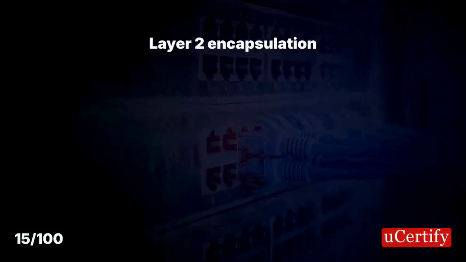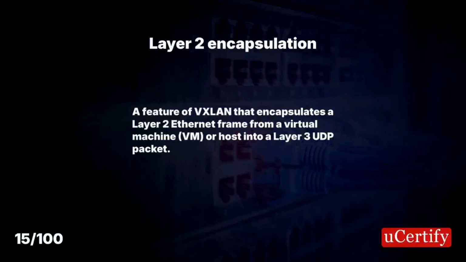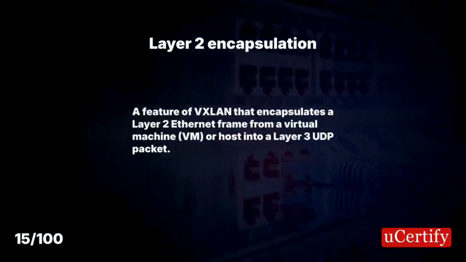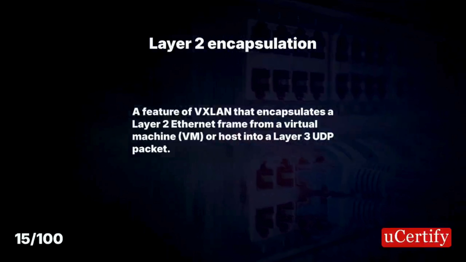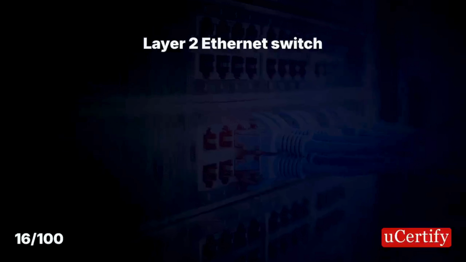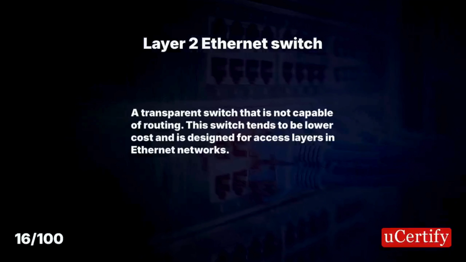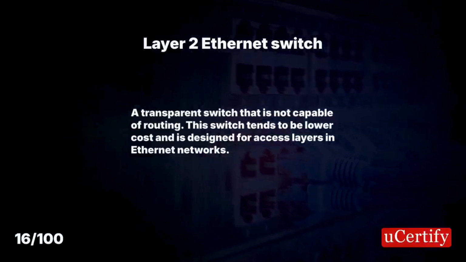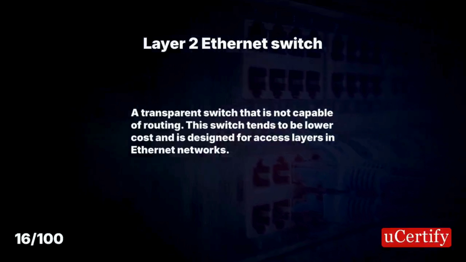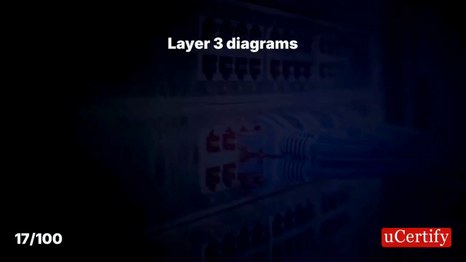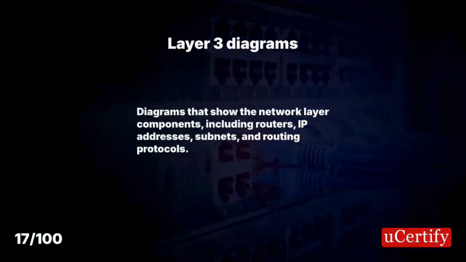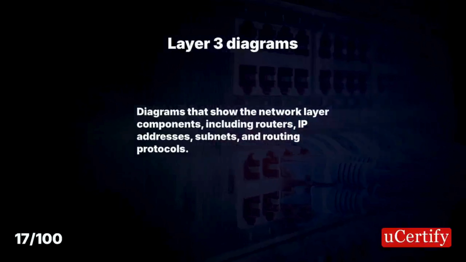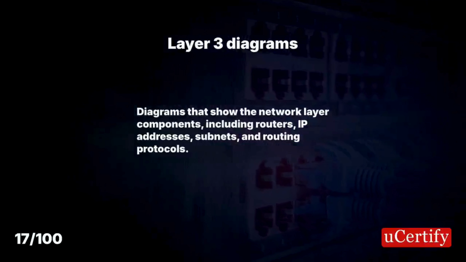Term: Layer 2 encapsulation. Definition: a feature of VXLAN that encapsulates a Layer 2 Ethernet frame from a virtual machine, VM, or host into a Layer 3 UDP packet. Term: Layer 2 Ethernet switch. Definition: a transparent switch that is not capable of routing. This switch tends to be lower cost and is designed for access layers in Ethernet networks. Term: Layer 3 diagrams. Definition: diagrams that show the network layer components, including routers, IP addresses, subnets, and routing protocols.